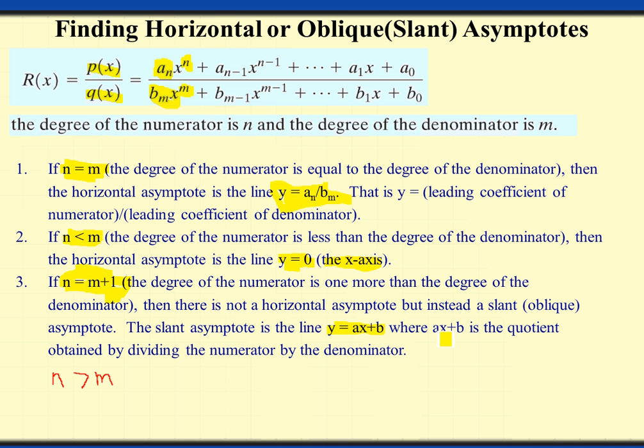Well, what we do is we divide the denominator into the numerator. Remember, the denominator has a smaller degree than the numerator, and so it will divide into it. And when we divide into it, we'll get a quotient, and that quotient is represented by ax plus b. So it will be y equal to that quotient. We ignore the remainder when we do the division. It's only y equal to the quotient. And we'll see some examples of that later.